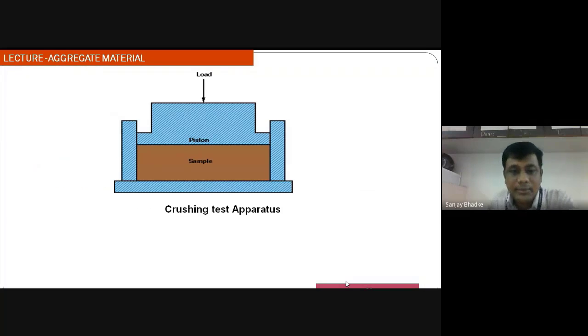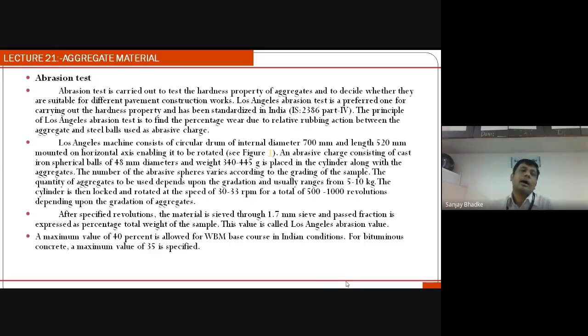Here you can see this is one crushing test apparatus. Here we have filled in one sample, and this sample is covered with the piston. So here we are continuously applying the load through the piston on the sample, and this way we can calculate the crushing strength.